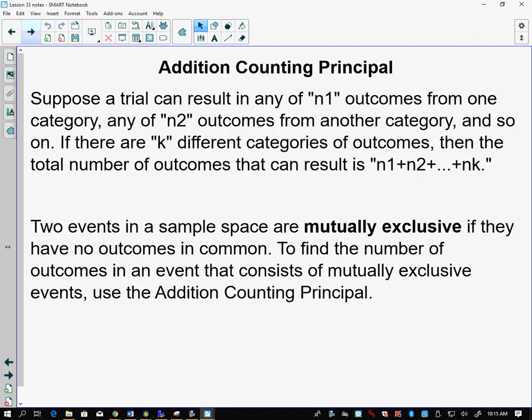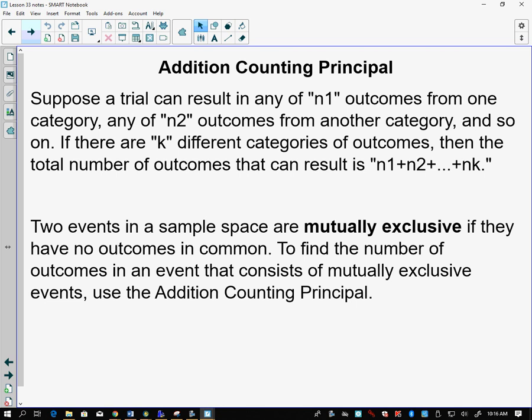Suppose a trial can result in any one of n1 outcomes. That just means it could be 10, it could be 12, it could be 1, it could be 2. We're just using n as a variable for the number of outcomes. Outcomes from category n1, n2, outcomes from another category, and so on. If there are k different categories, then the total number of outcomes would be the number of outcomes from the first, plus the number from the second, plus the number from the third, all the way up to k.